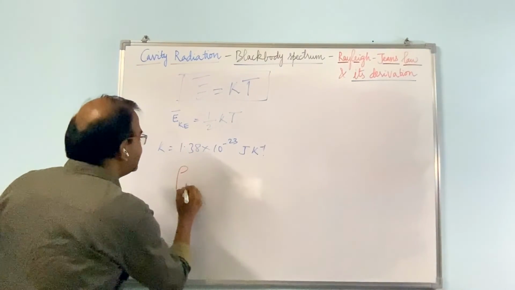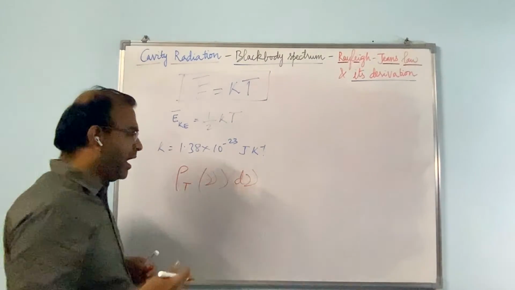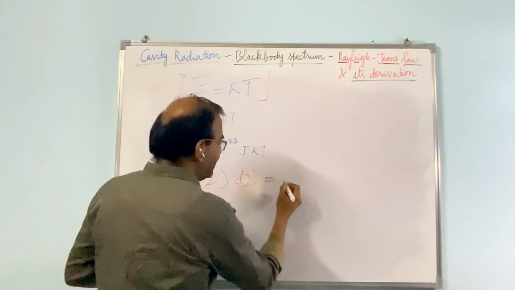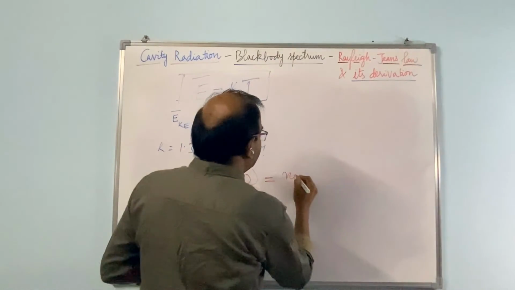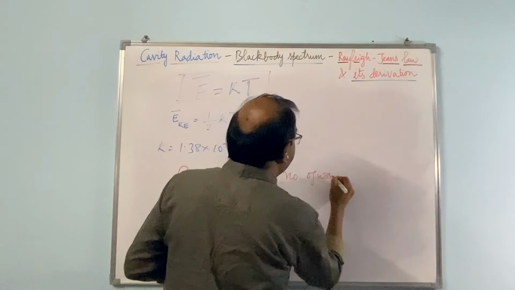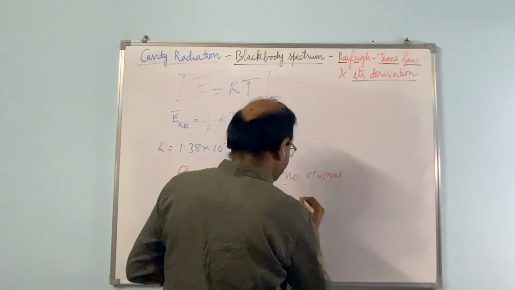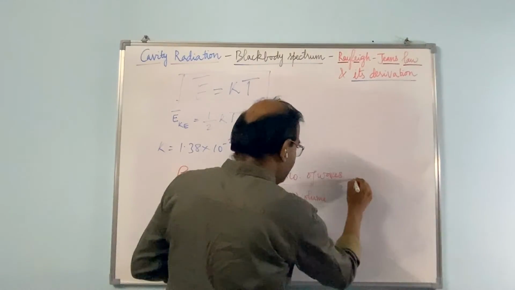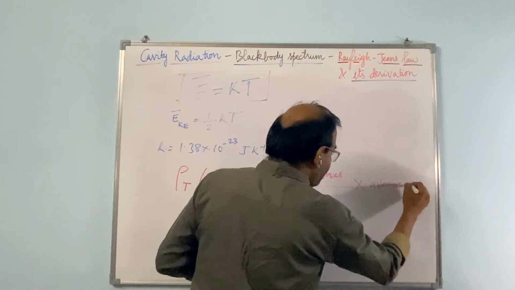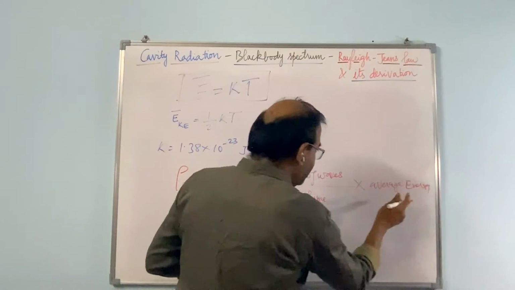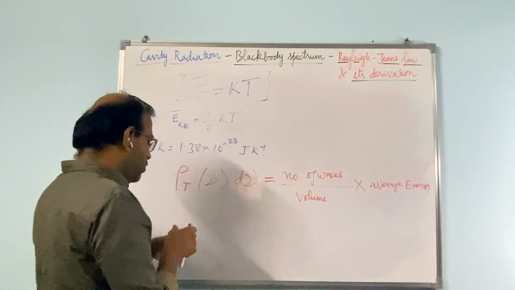We need the energy density of waves at a particular temperature in a particular frequency range nu and nu plus d nu, and that is the number of waves per unit volume in a given frequency range multiplied by the average energy per wave, right?